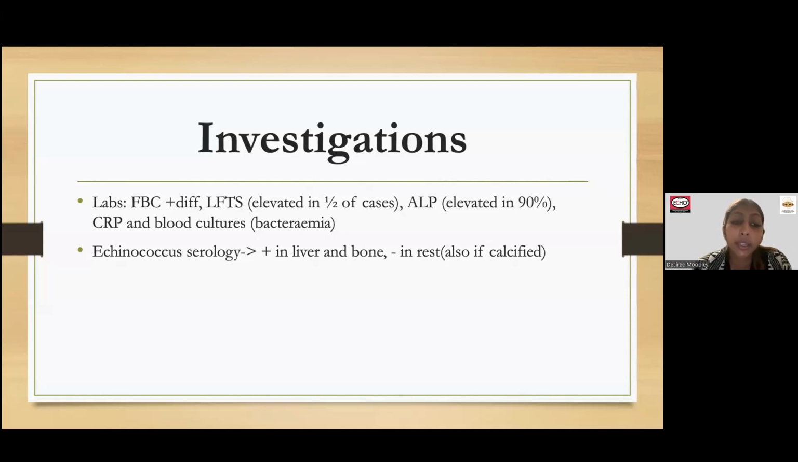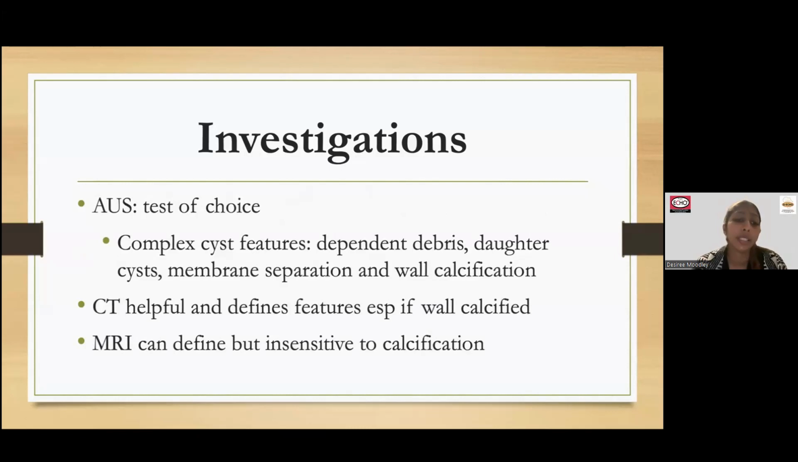By doing echinococcus serology, this will be positive if you've got liver involvement and bone involvement, but it's negative in the rest. It's also negative if the cysts are calcified. So ultrasound would be your test of choice. If it's a complex cyst, you might see debris, daughter cysts, membrane separation, wall calcification.